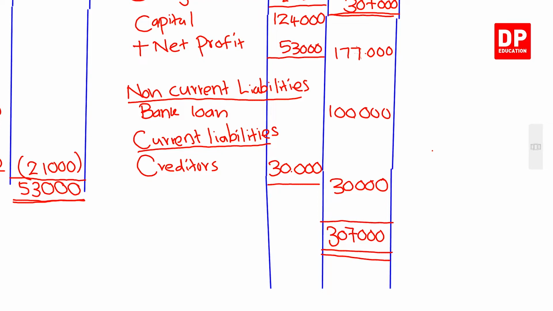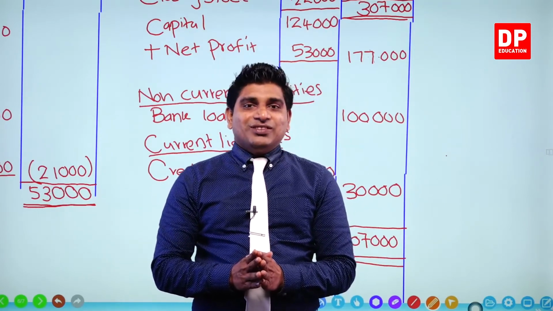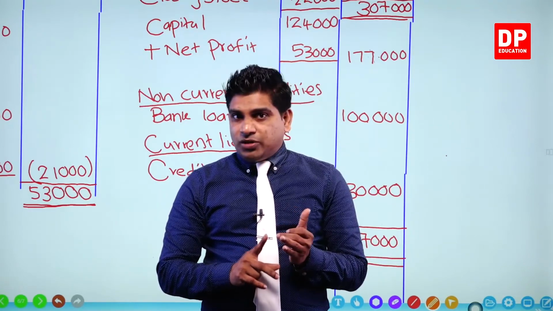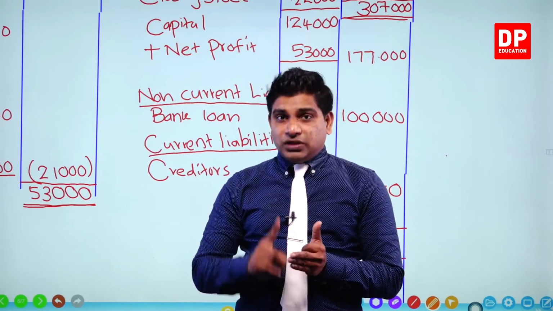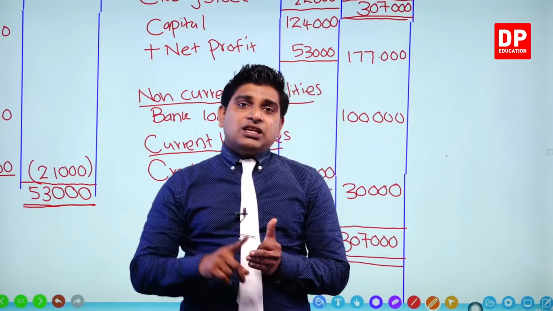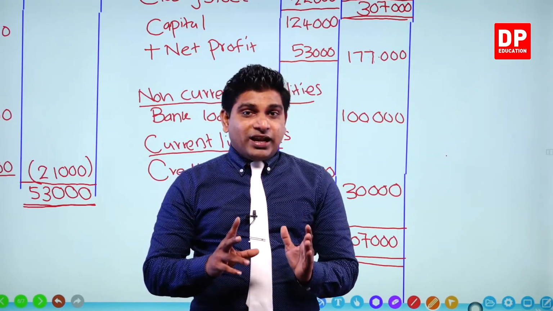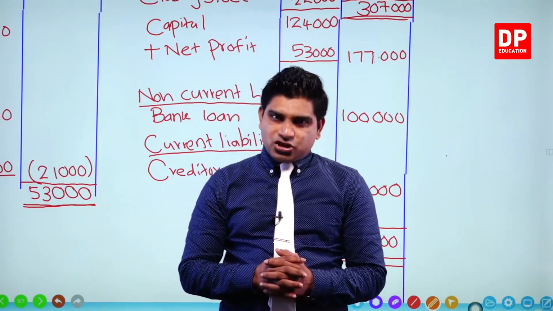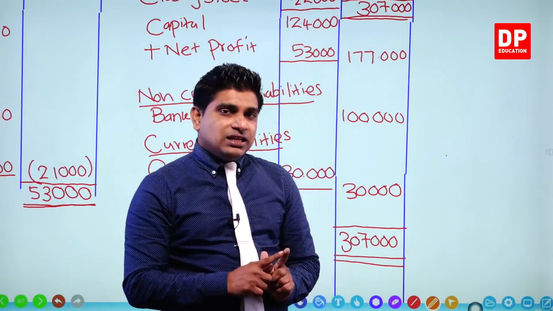This is the last question for this chapter. We discuss about financial statements in this lesson. Financial statements means profit and loss statement and statement of financial position. This is the last question for this lesson. In the next lesson, we discuss about profit and loss statement and statement of financial position, both including adjustments. I'll revise the things I have taught in this lesson.